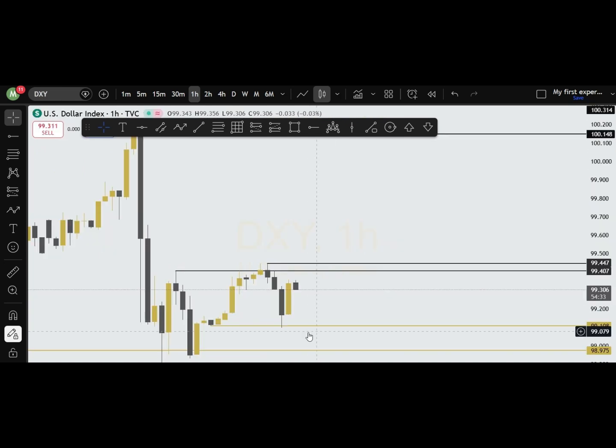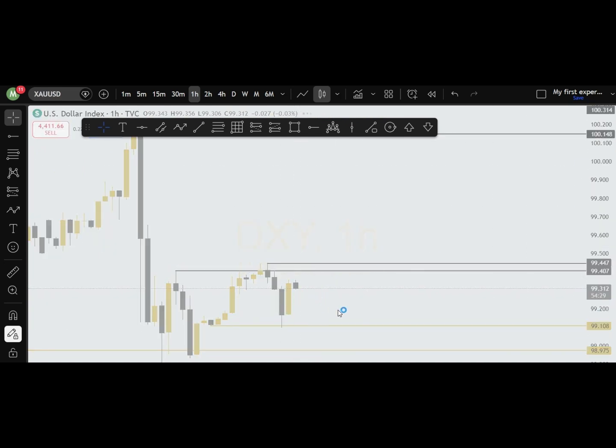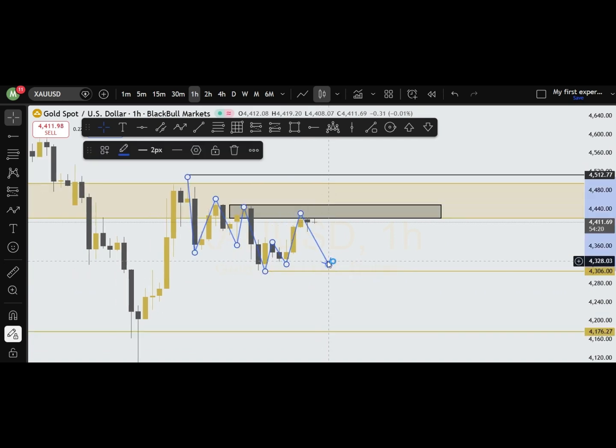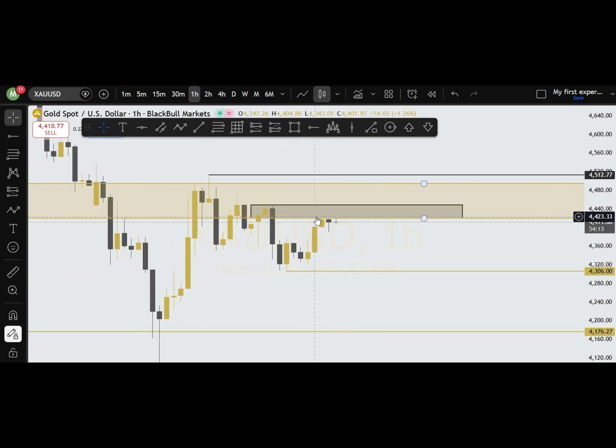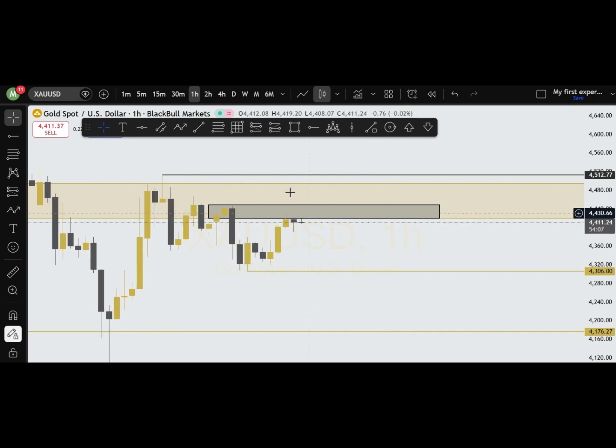In order for us to have a strong sell, we have to consider that the DXY needs to buy. But as for now, it's still consolidating and everything. So yeah, let's move on to the next.